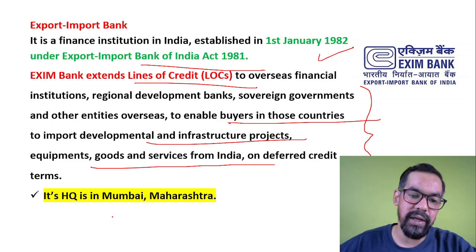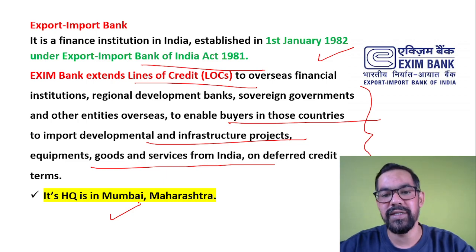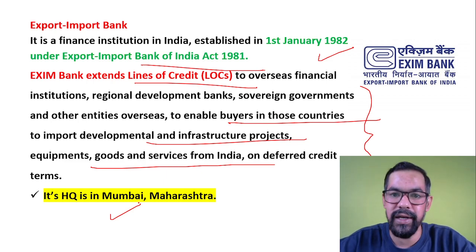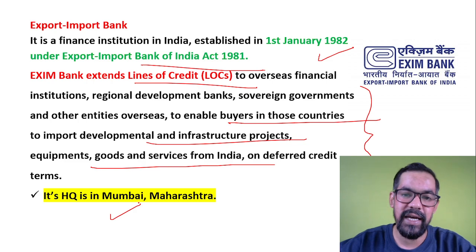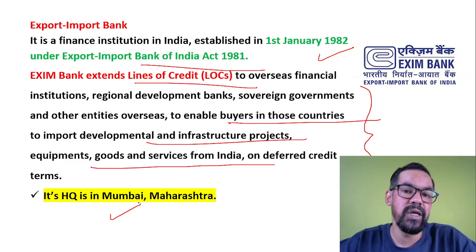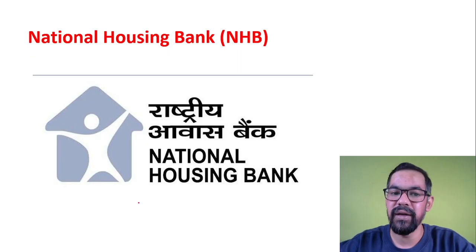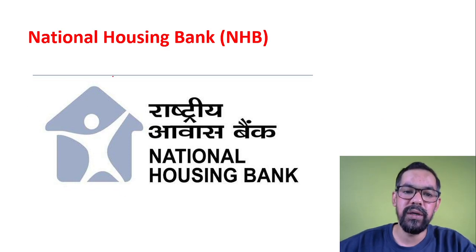So the EXIM headquarters is located in Mumbai, Maharashtra. It was founded on 1st January 1982, and the focus area is to boost the overall export of the Indian economy. Last, the final one is NHB, National Housing Bank.